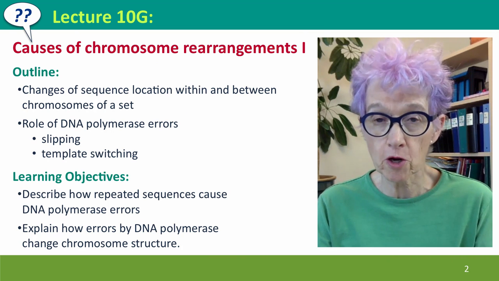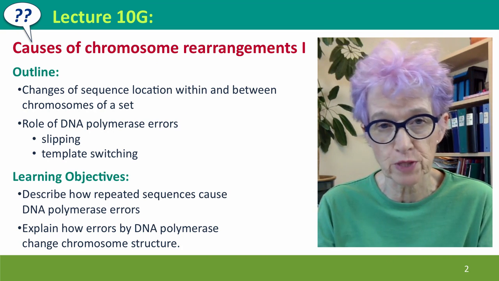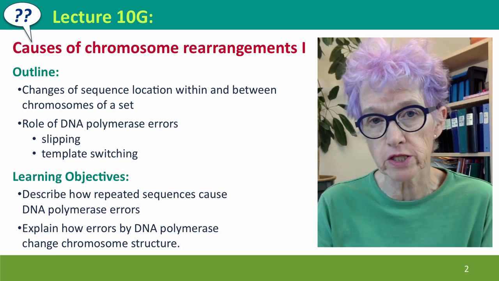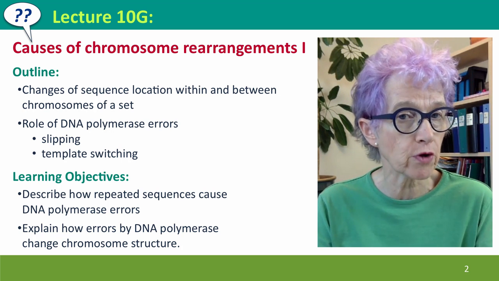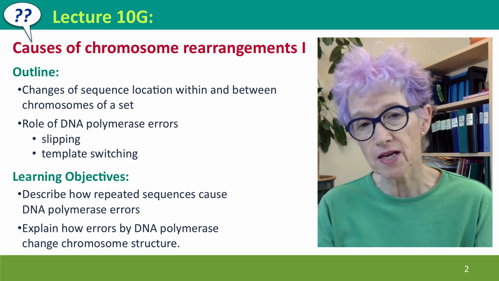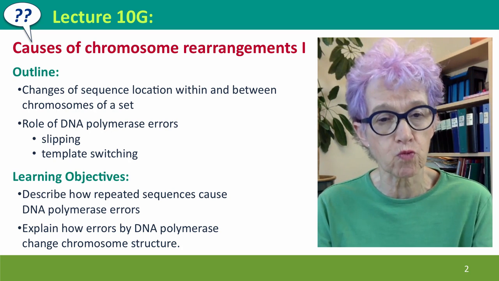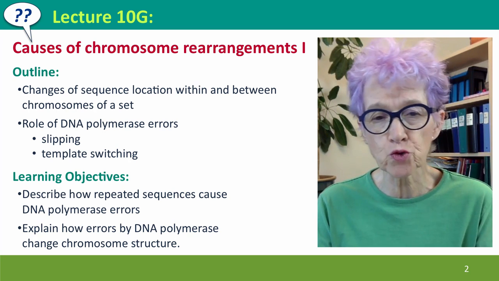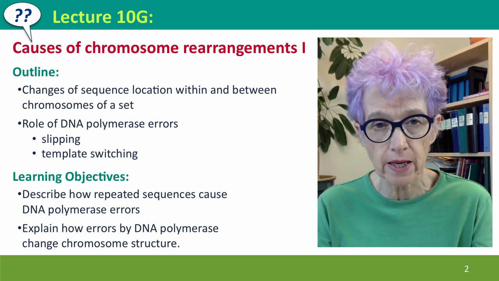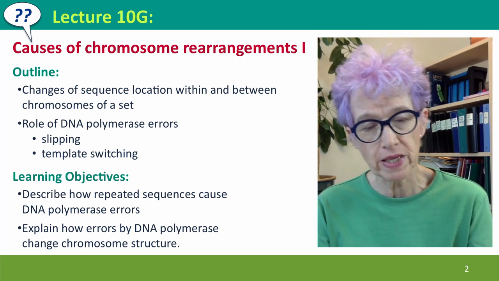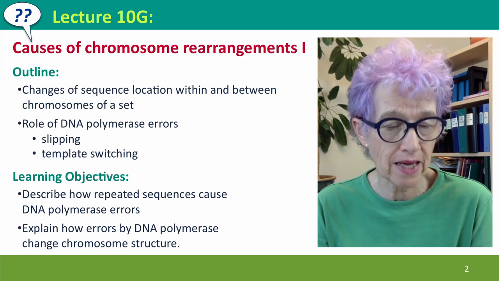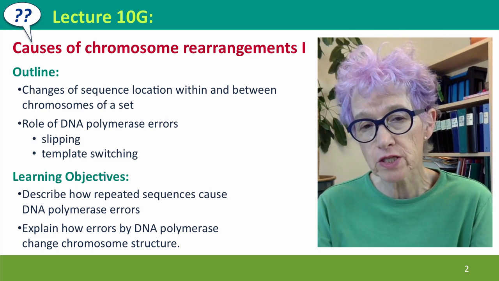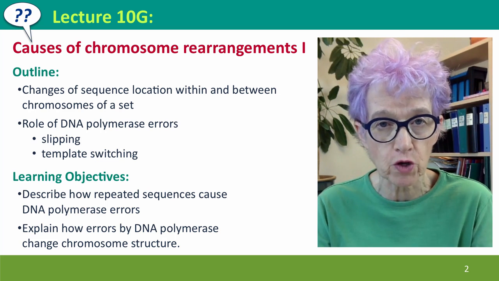Here we're going to start talking about chromosome rearrangements, first about their causes in this lecture and the next, and then about their consequences. In this lecture, we'll start by talking about the role of DNA sequence repeats in promoting DNA polymerase errors. These repeats come in two kinds, tandem and dispersed, and they cause different kinds of errors with different consequences.